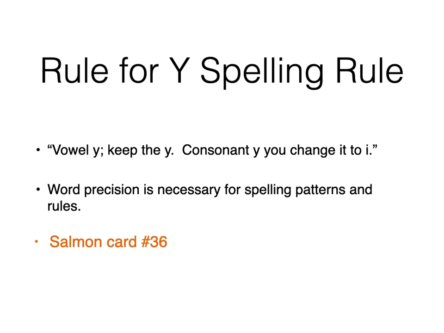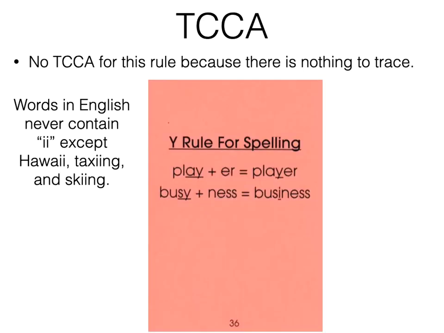This is going to be found in your salmon card deck. It's number 36, and it looks like this, where you have play plus er equals player. So remember, you're looking at what's coming before the Y. If it's a team, you're going to keep it together. In other words, is it a vowel Y? Is it a team? In this case, it is. You keep it together. You stick on the suffix.